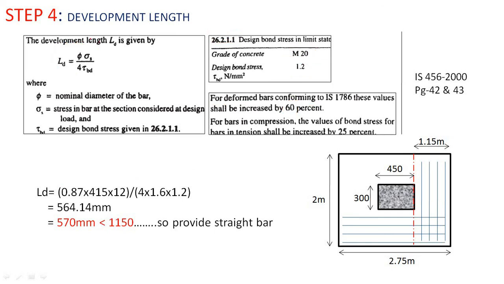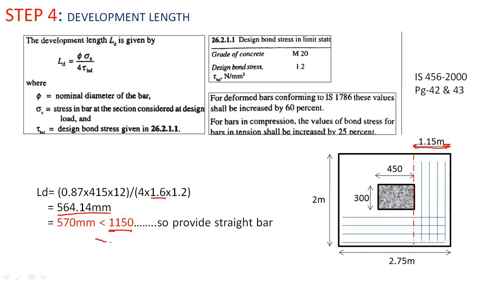So let us see the solution. In our case Ld is equal to 0.87 into 415 into 12 divided by 4 into tau bd. Tau bd is 1.2 and we will increase the value by 60%, so we multiply by 1.6. So we have the development length as 564.14 mm, which is less than the distance we calculated in the earlier slides, 1.15 meter, which is 1150 mm. So we have to provide a straight bar.